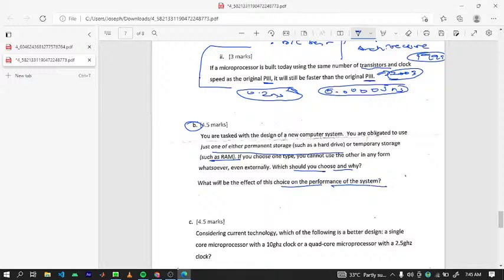Okay. So we've come back to another question. What this question is basically asking is to differentiate between permanent storage and temporary storage. That's what this question is basically asking. So you have to pick one.